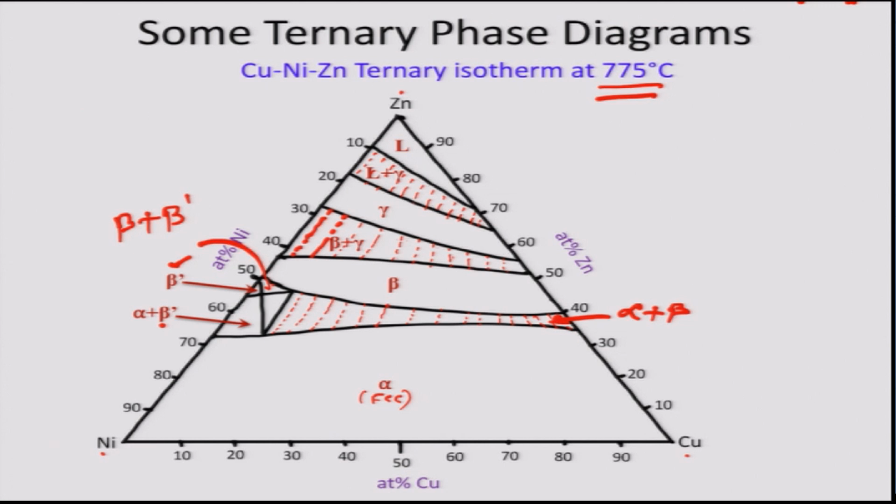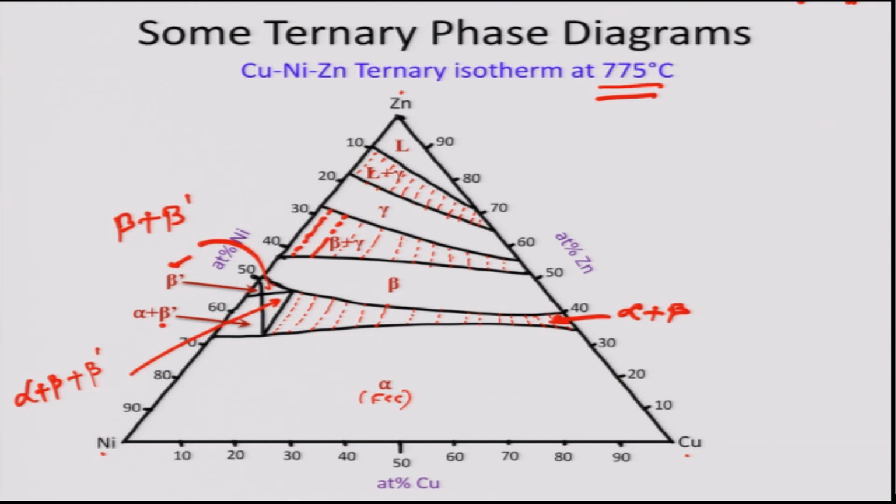Now, for the precise tie lines, one needs to experimentally determine those, but these tie lines would roughly look like this. There also exists one three phase region here. So there is a tie triangle here, which is basically the three phase equilibrium of alpha, beta and beta prime. So this is the copper nickel zinc ternary isotherm at 775 degrees centigrade.